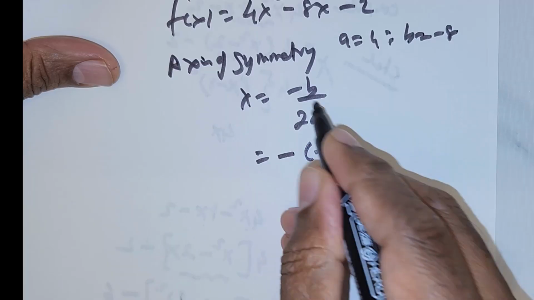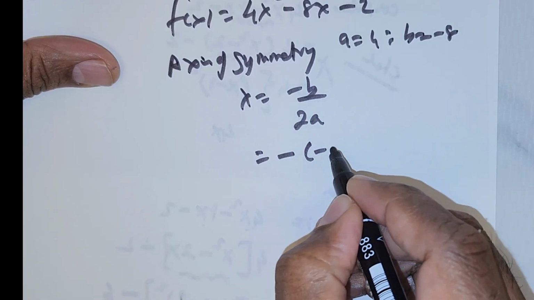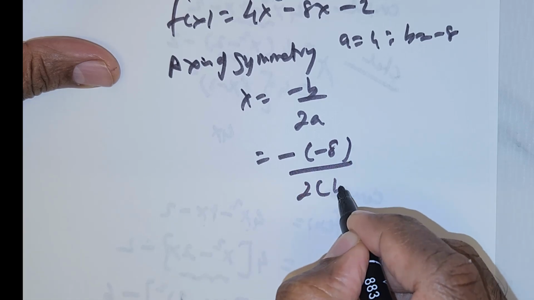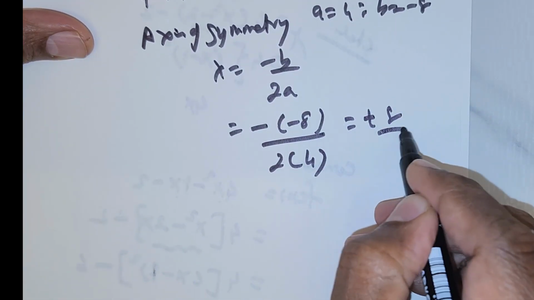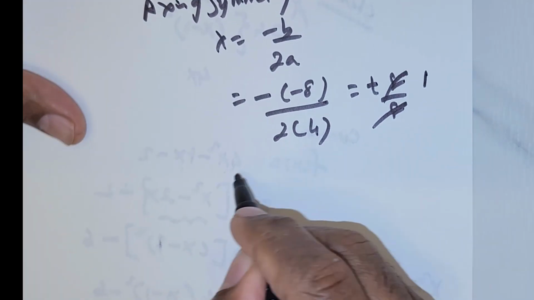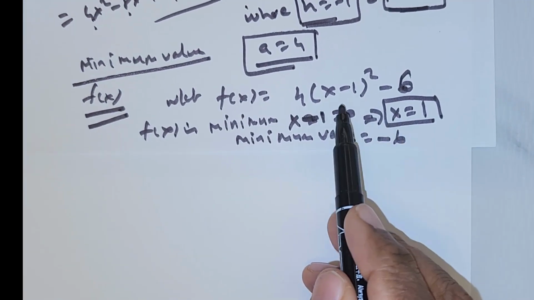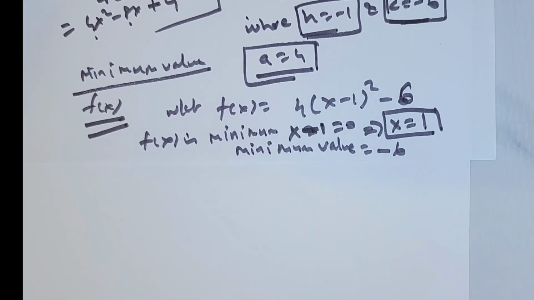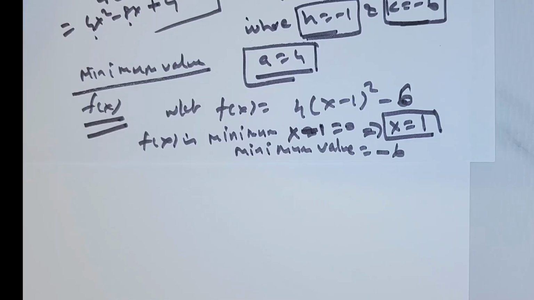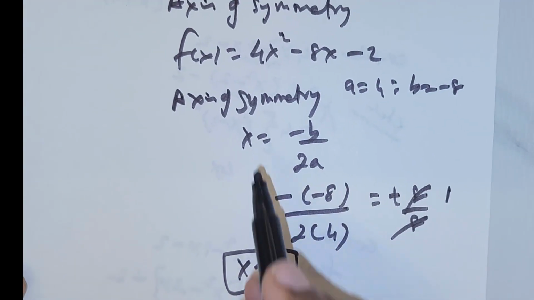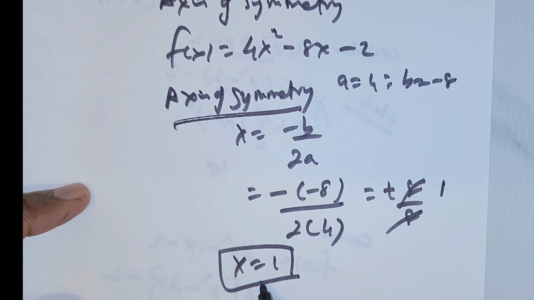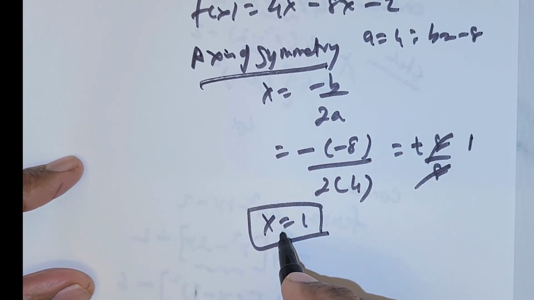So if we substitute the value of b, this is going to be negative of -8 divided by 2 times a, which is 4, which is positive 8 divided by 8. So you get 1. So x = 1 is the axis of symmetry. Of course, I have already obtained the axis of symmetry when I explained how to get the minimum value for the function, but this is more of a methodical manner: get the axis of symmetry and then get the value for x.